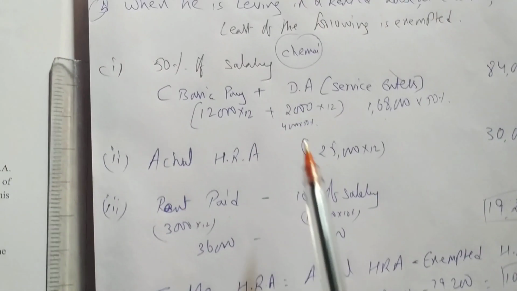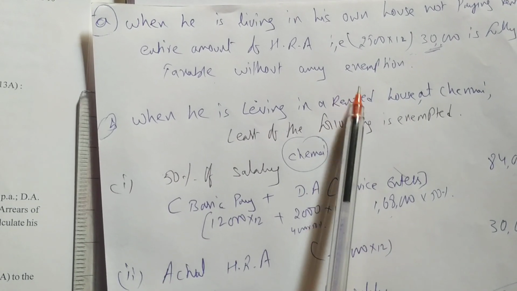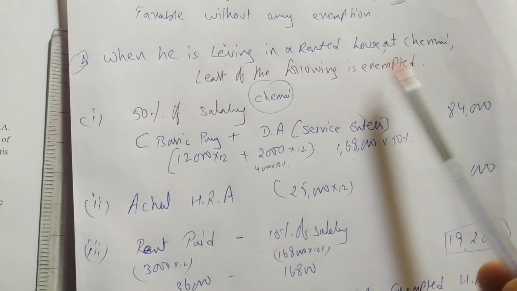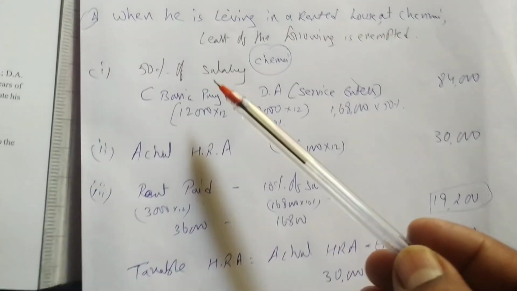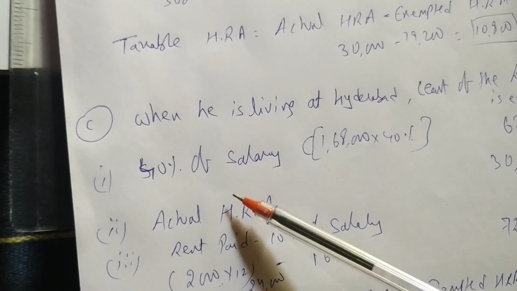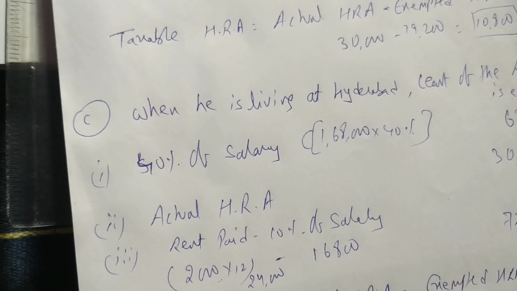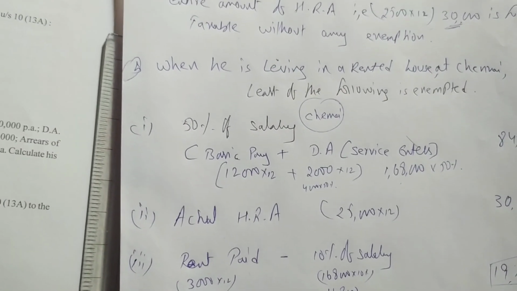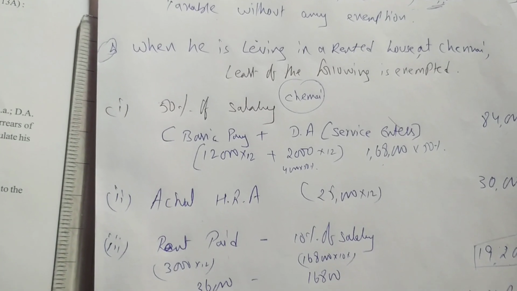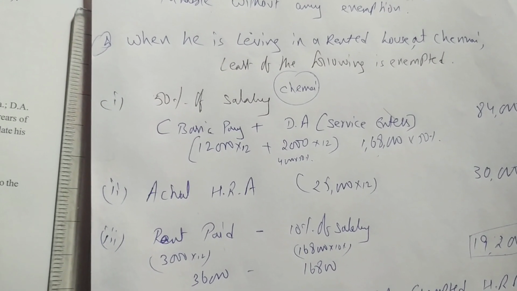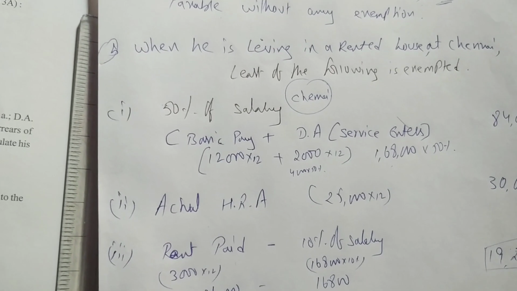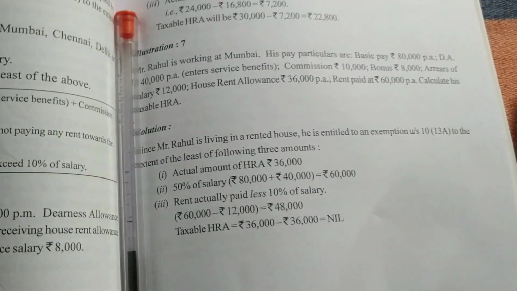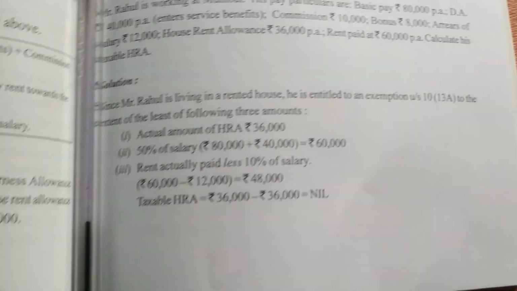See, when he is staying in his own house, that is not exempt. When he is staying in Chennai, that is a metro city, 50% of salary. When he is staying in a non-metro, that is Hyderabad, 40% of salary. So this will again be asked for 5 marks. This is important. A question will definitely come on HRA or rent from accommodation. That we see in exams. So first we'll see HRA. This is important.